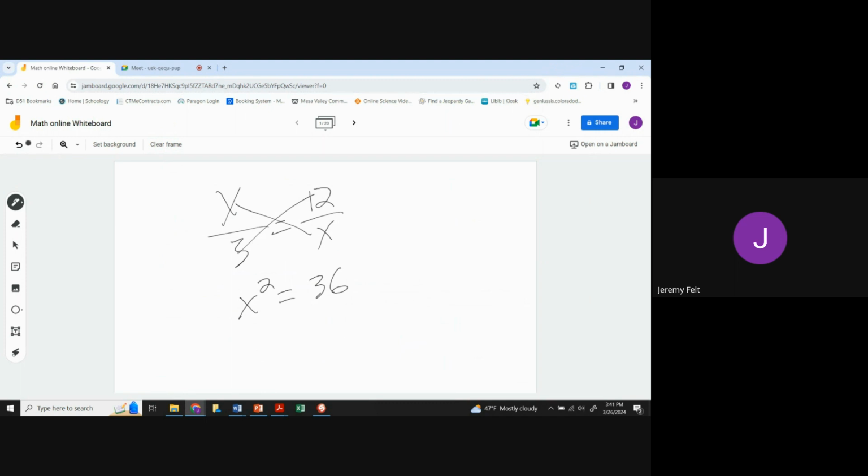And then we take the square root. That gives us x equals 6. Or it could also be negative 6. Negative 6 over 3 is negative 2. 12 over negative 6 is negative 2. 6 over 3 is 2. 12 over 6 is 2. So they would both be equal, whether it was positive 6 or negative 6.